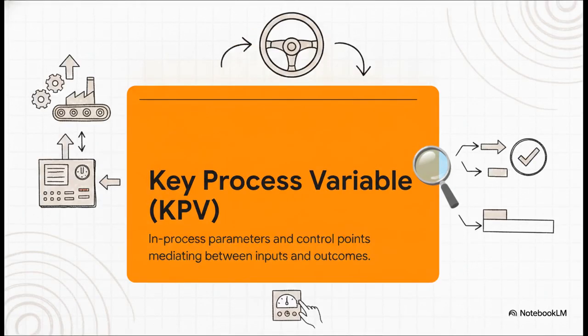Moving down to the second tier, we find the key process variables, the KPVs. These are your in-process parameters. Basically, they're the real-time control points mediating between your inputs and your desired outcomes. They're what ensure the process is actually running smoothly while the physical work is happening on the floor. Think of KPVs as the active steering wheel of your entire operation.